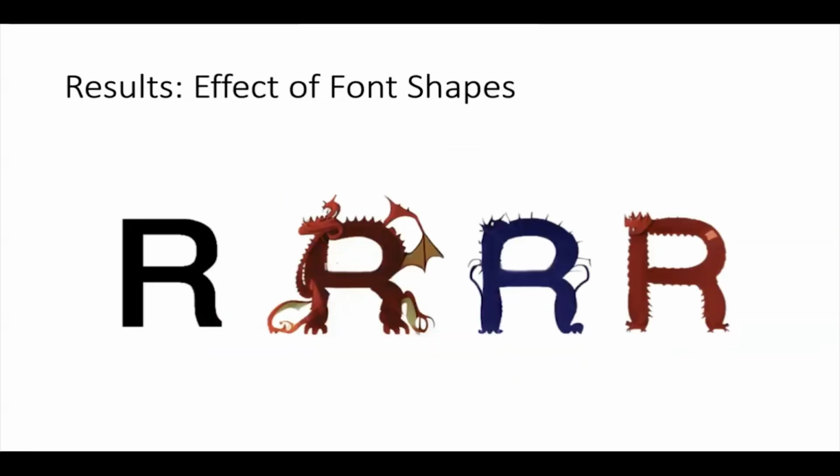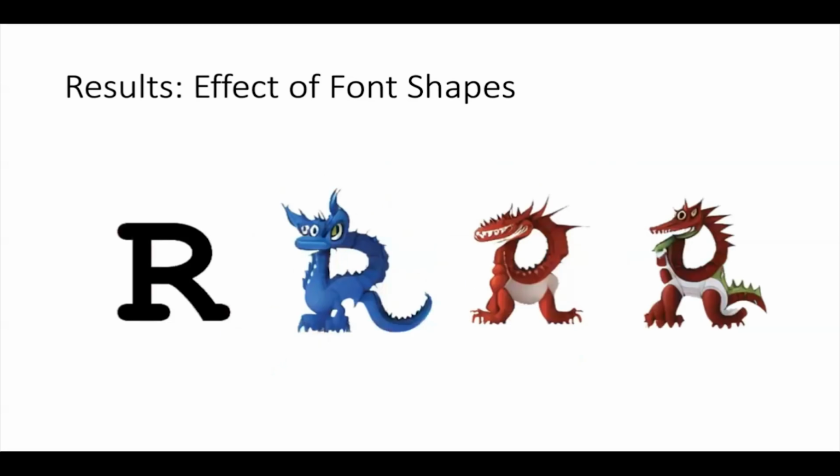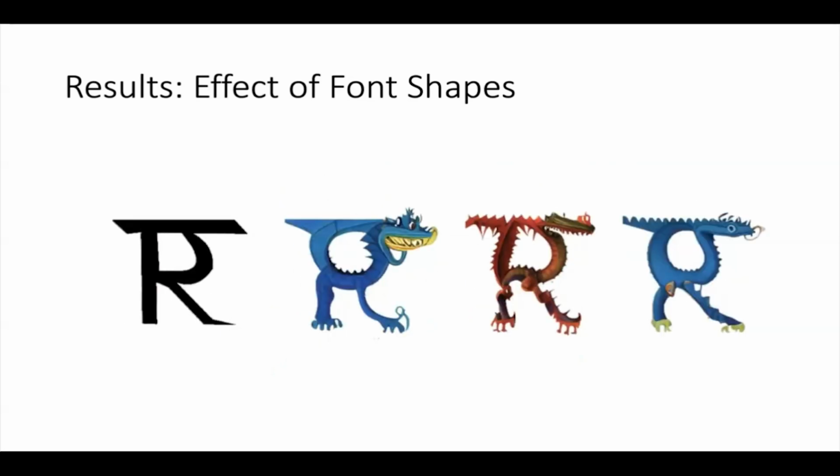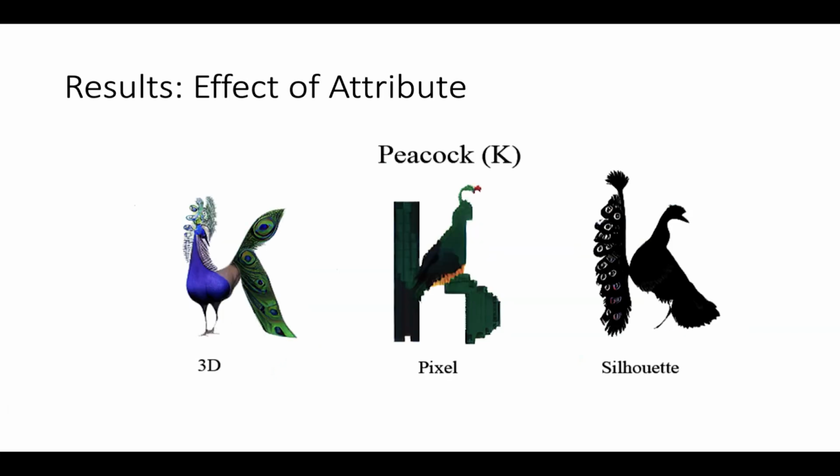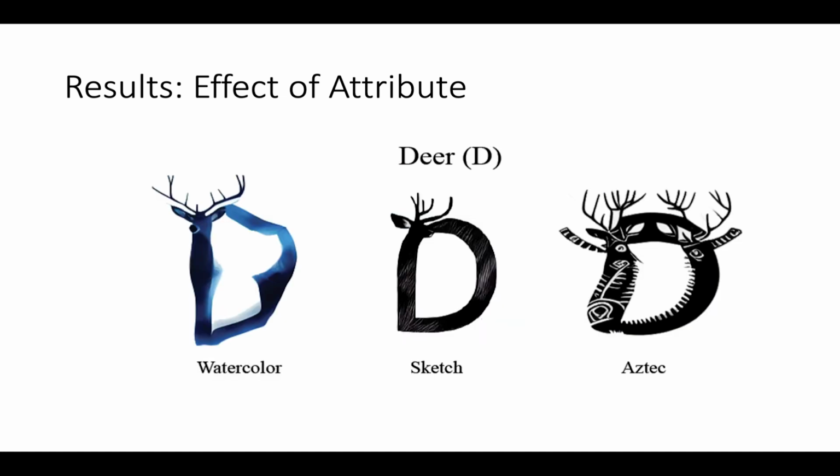Here we show some results produced by varying the fonts of the input glyphs for dragon plus the letter R. They highlight the ability of our method to preserve various shape characteristics of the input. The use of style attributes in the input prompts can also be an effective means to further customize the stylization.